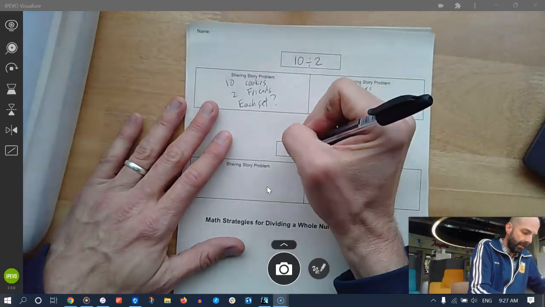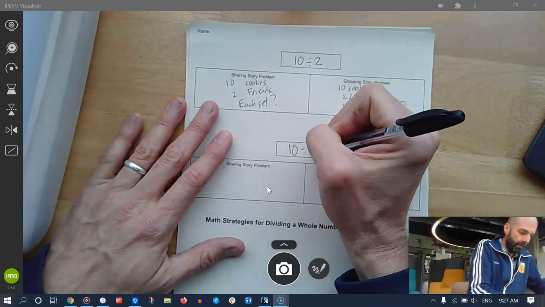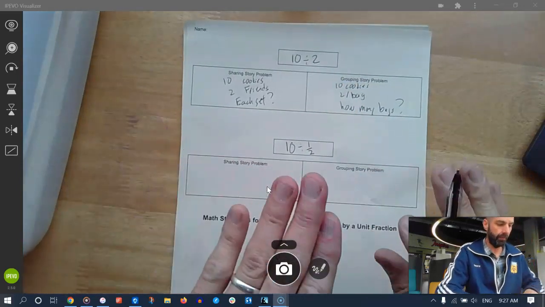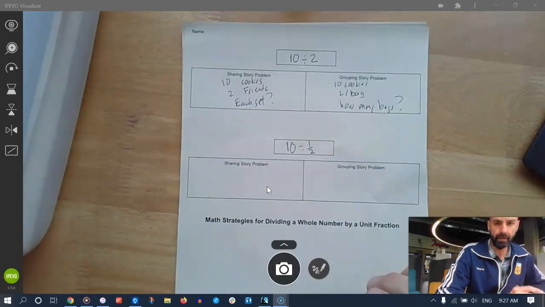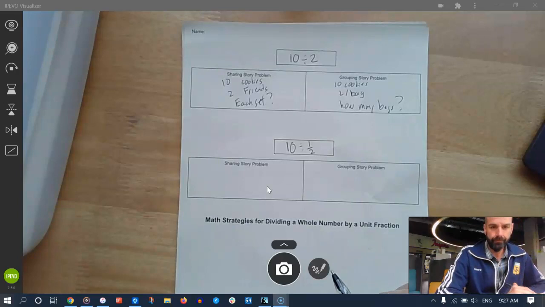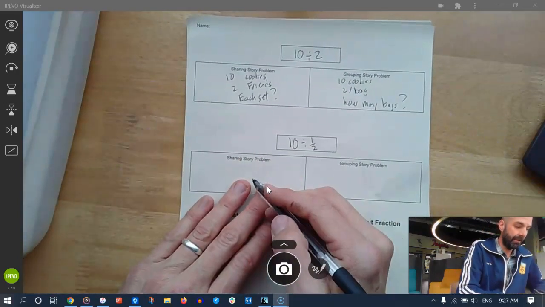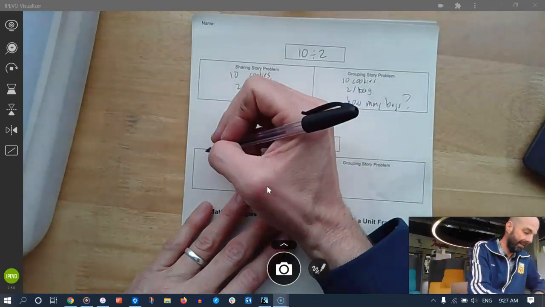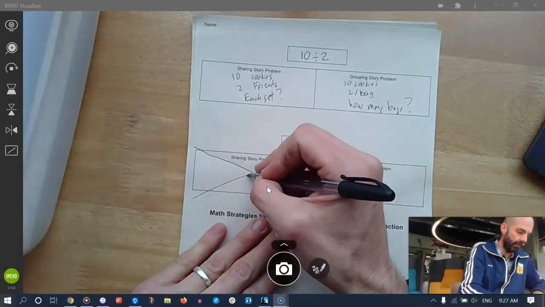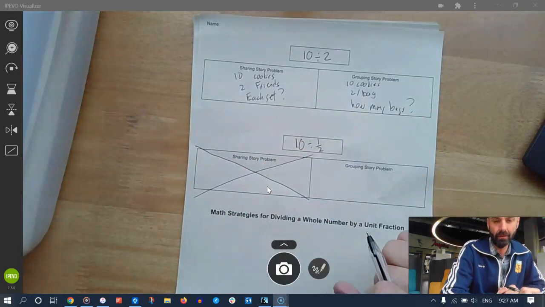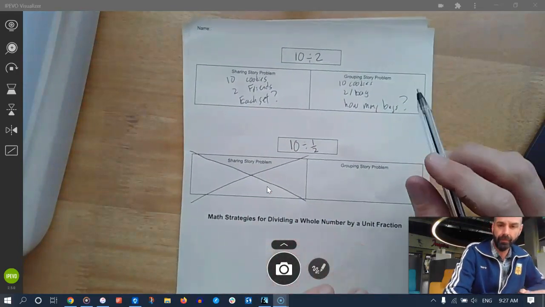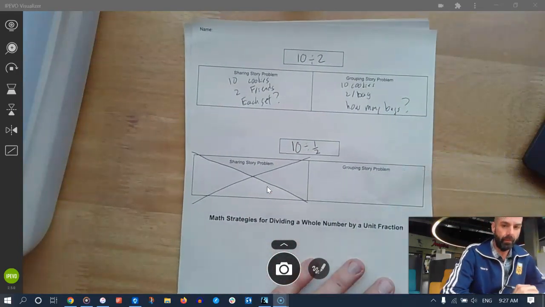So now let's think about 10 divided by 1/2. Think of a sharing story problem, a grouping story problem. Go ahead and pause and go. Okay, so obviously we cannot do the sharing one. We can't take 10 cookies and divide them amongst half a friend. All right, so we're not doing sharing. Go ahead and make an X there, acknowledging that you listened and understood. We can do a grouping story problem, though.